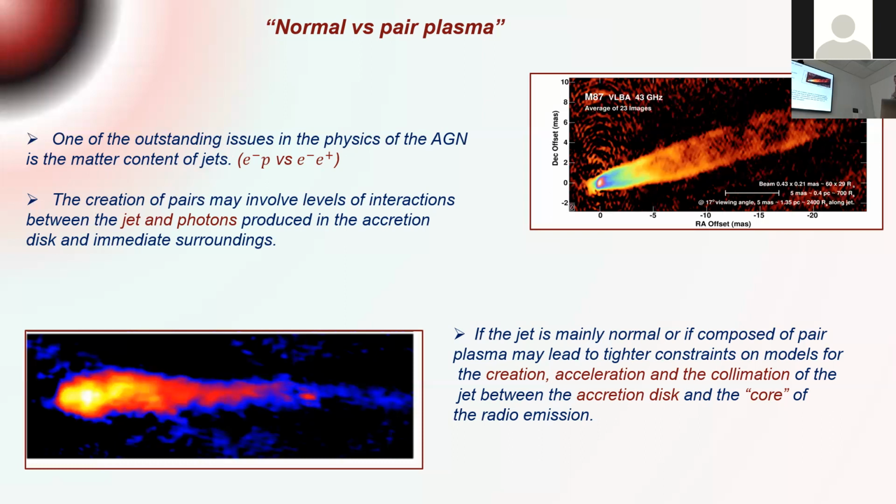The creation of the pair may involve some levels of interaction between the jet and photons, for example through photon-photon interaction that can lead to electrons versus positrons in the accretion flow, or in the immediate surroundings. And of course, if you have ion versus pair plasma, that would affect the properties of the accretion, the acceleration and collimation of the jet, and also the relation between the core of the radio emission and the accretion disk. So that's fundamentally important and life-changing if you consider one way or the other. That's completely from the theoretical perspective.